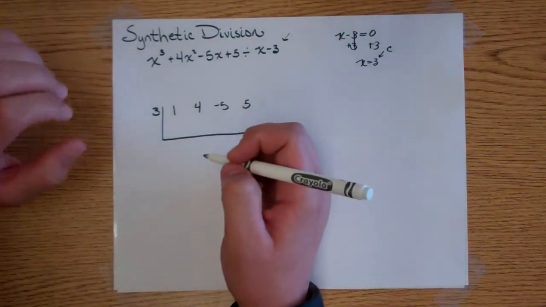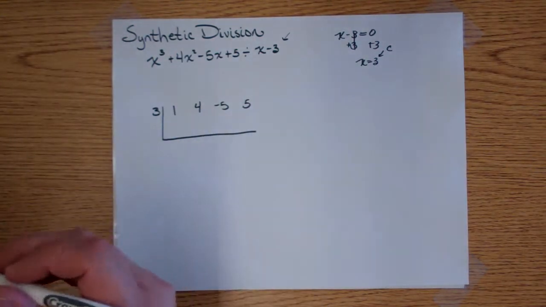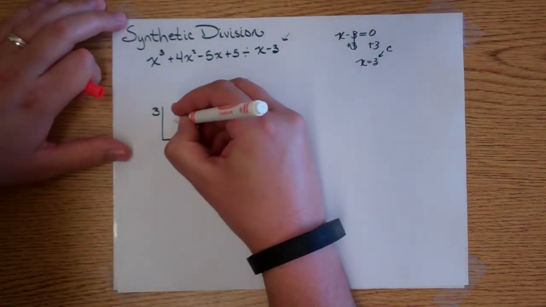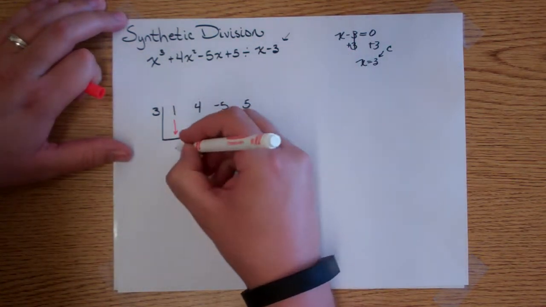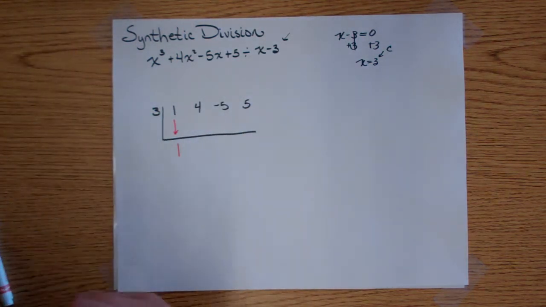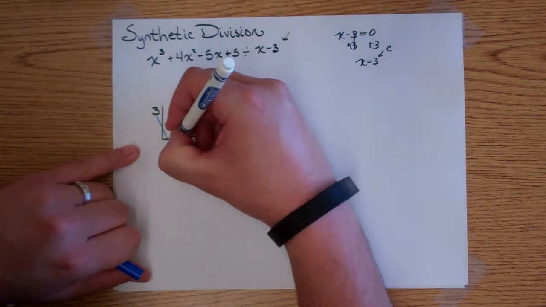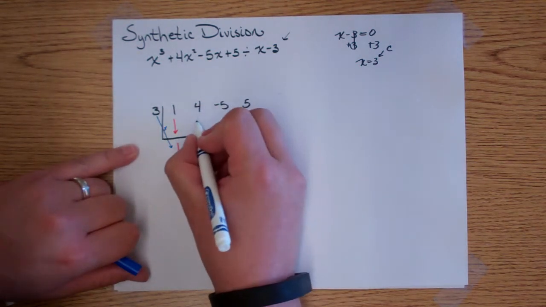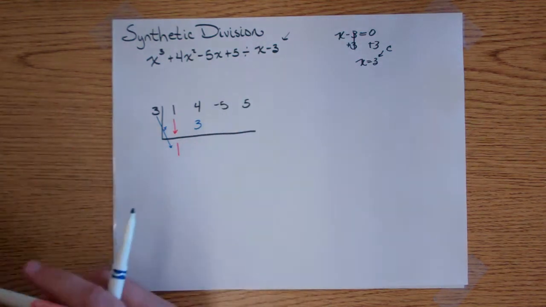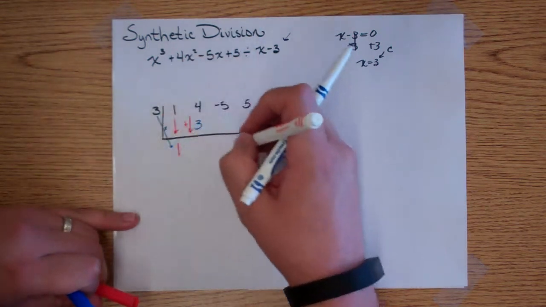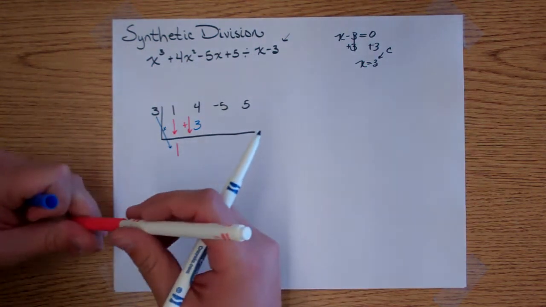All right, now, I'm going to try to color code this. Now, with synthetic division, you always bring down your first term, so 1. All right, now, you do 3 times 1. 3 times 1 is 3, so you write that here. And then every time you go down, you're adding. Every time you kind of go at an angle, you're multiplying.